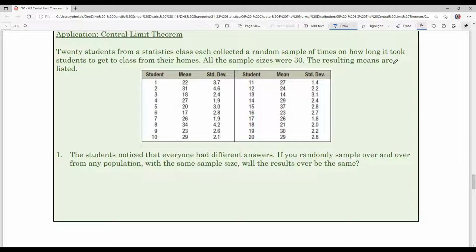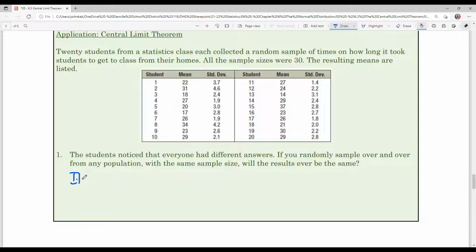Question number one says the students noticed that everyone had different answers. If you randomly sample over and over from any population with the same sample size, will the results ever be the same? Well, notice that every time we got a different mean and a different standard deviation. And this is going to continue. Every time you take a sample from the population, you will always get different numbers.